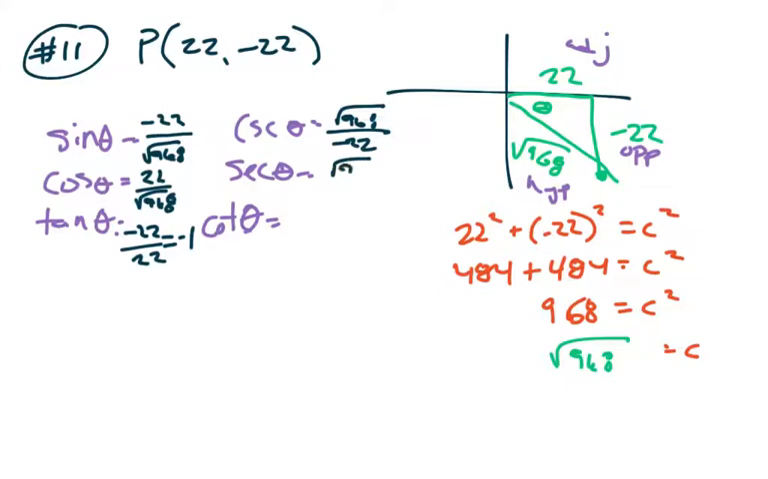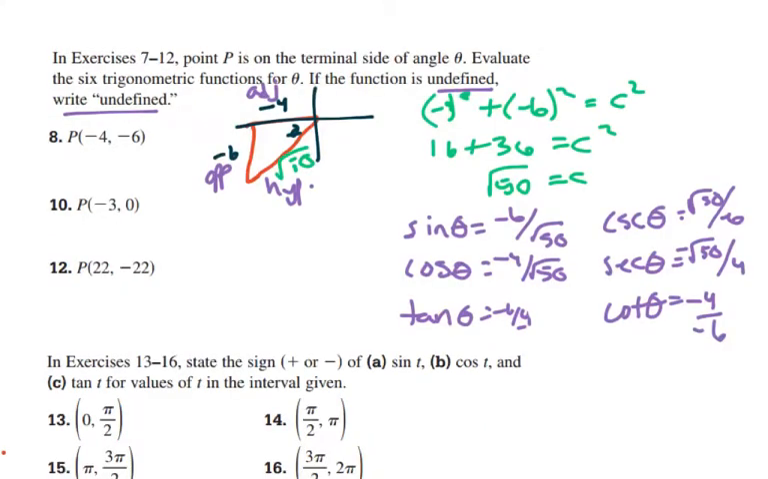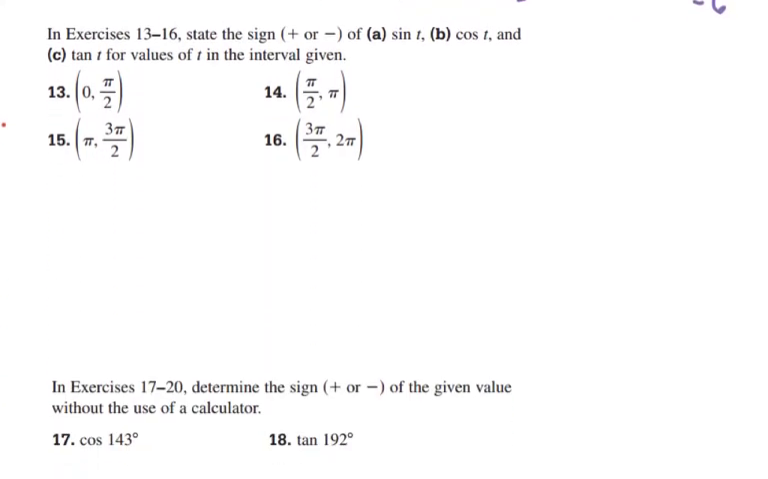Secant is also the flip, but with a positive 22 on bottom. And then cotangent, if you flip -1, is just -1 again, but it is technically 22 over -22. So, alright. Then we move on to numbers 13 through 16. They want you to state if the sign is positive or negative for the value of taking sine of something, cosine of something, and tangent of something.